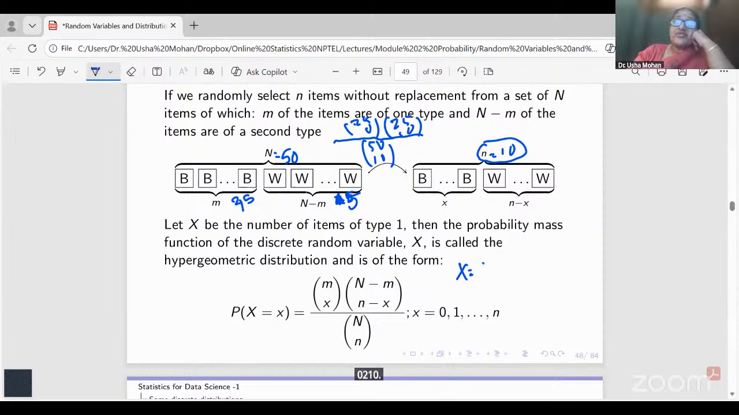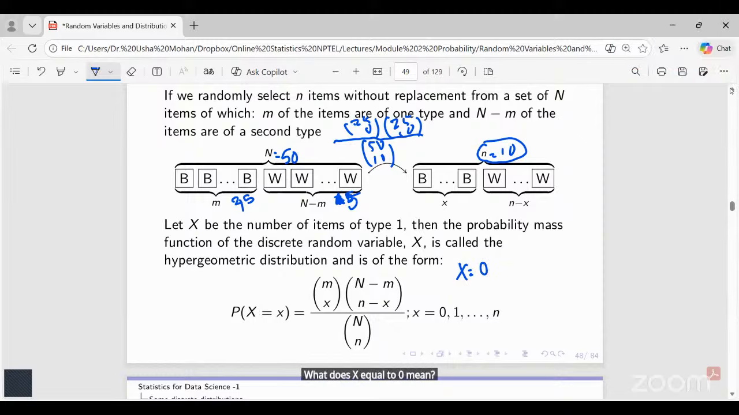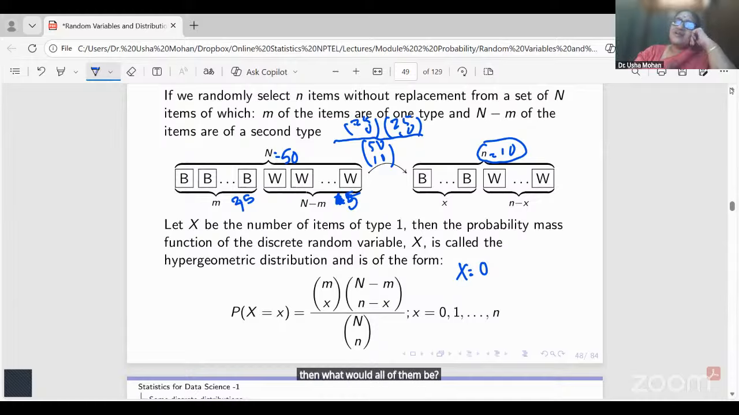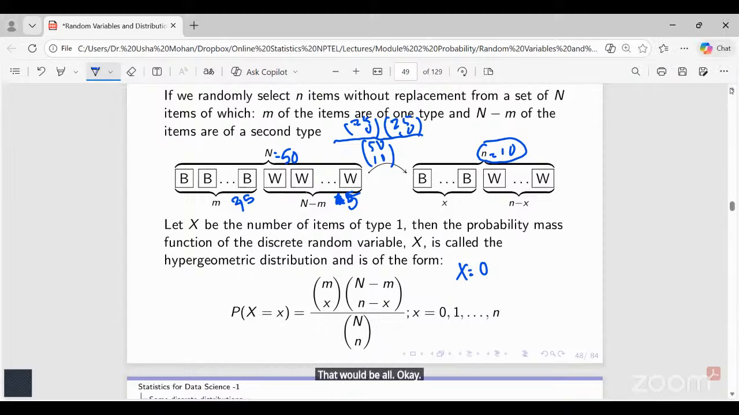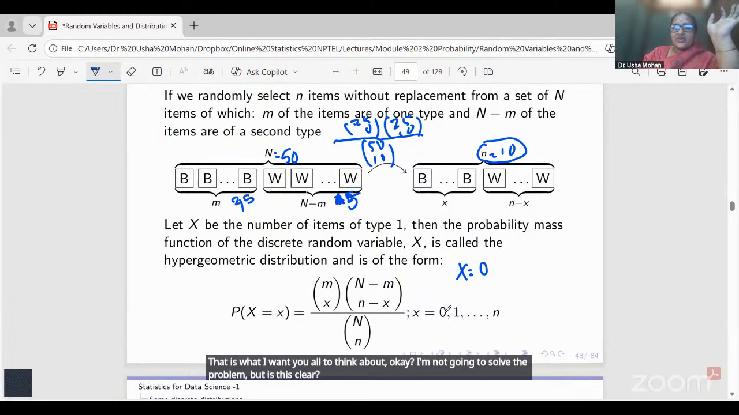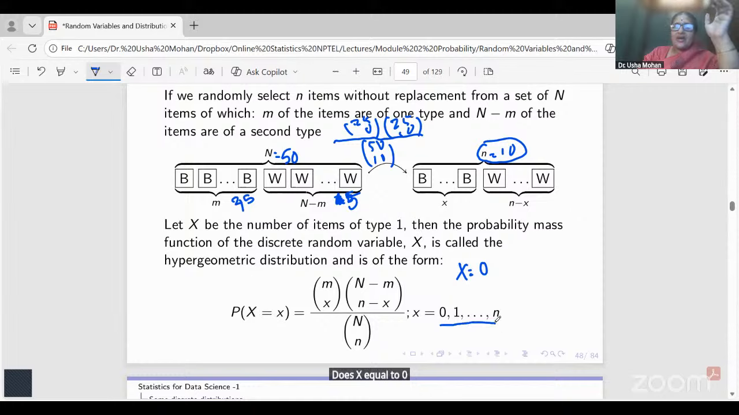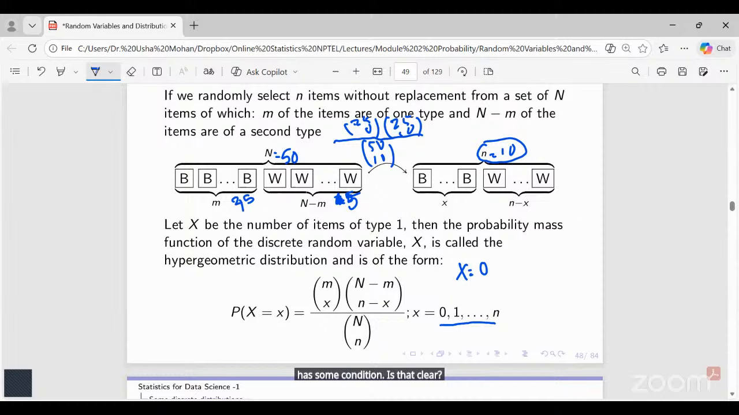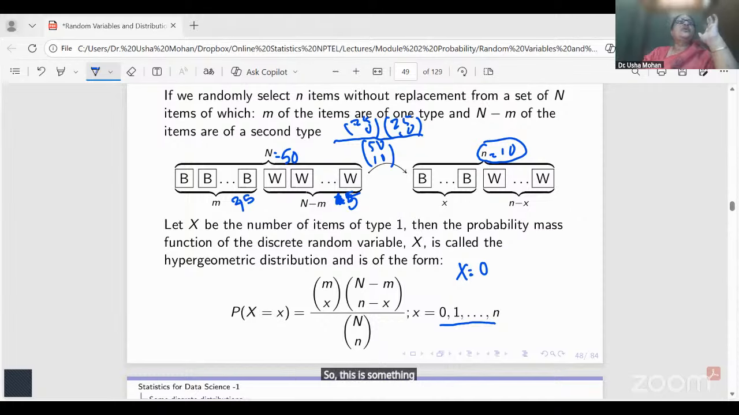What does x equal to 0 mean? No black balls. Then what would all of them be? All of them would be white. Can all of them be white balls? No, that is what I want you all to think about. I'm not going to solve the problem, but is this clear? x equal to 0 up to n has some condition. Is that clear? Yes, ma'am. So this is something that you need to understand.